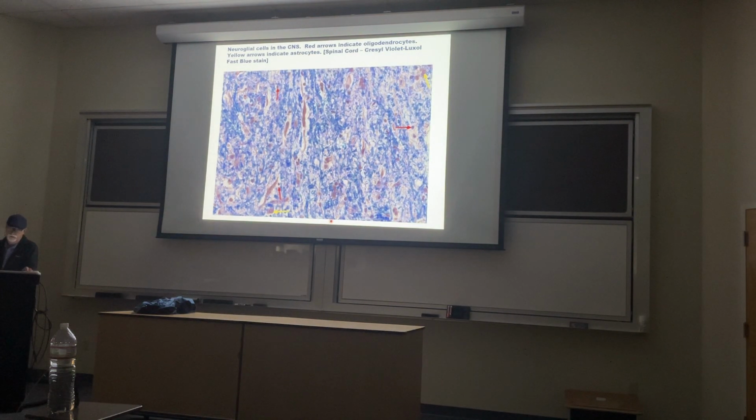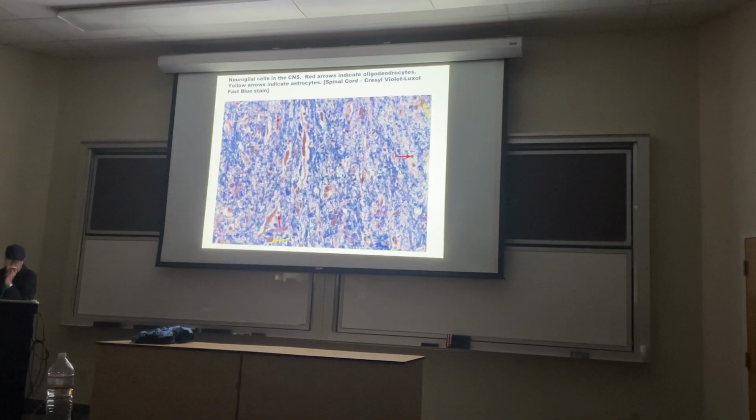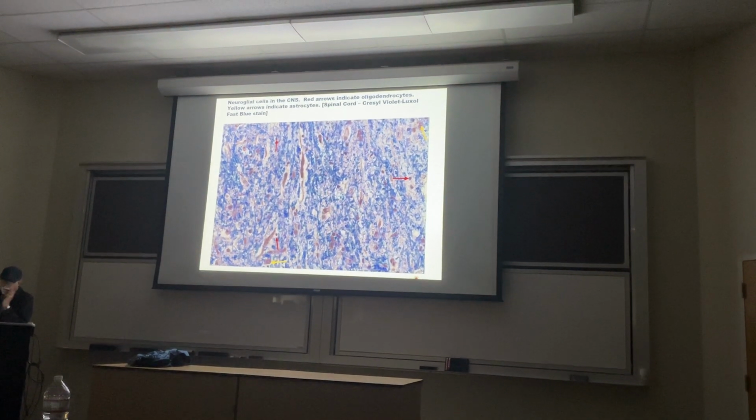This shows you a particular stain, Cresyl Violet Luxol Fast Blue stain, long name. In this case, it does make things perhaps a little bit more distinctive. These larger cells are the neurons. So we see a number of neurons there, the largest.